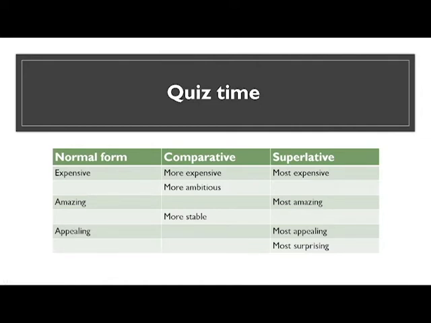question gives us only the comparative form. Can you guess the first form, the normal form, and also the superlative form? Ambitious is the first form of the adjective. More ambitious is the comparative form. And the superlative form is the most ambitious. So, for example, you can say that a competitor made the most ambitious competition.